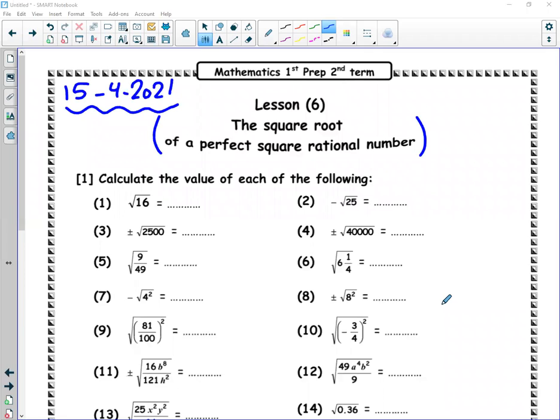First one, root 16. You can try to solve it on the calculator, or you can think: what is a number times itself equal to 16? Who can answer the first question, root 16? Anyone can answer this question? Me, Mr. Okay, Bilal, please raise your voice. It will be 4 times 4. So the square root of 16 equals 4. Okay, equals 4.